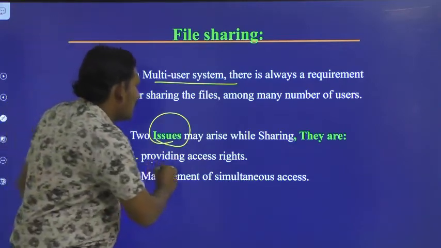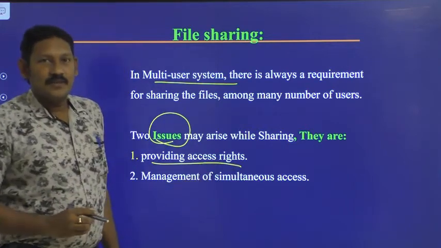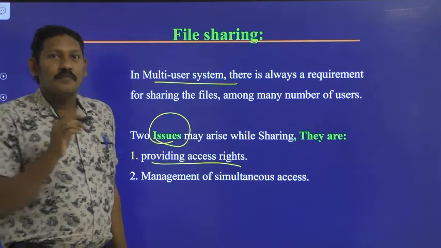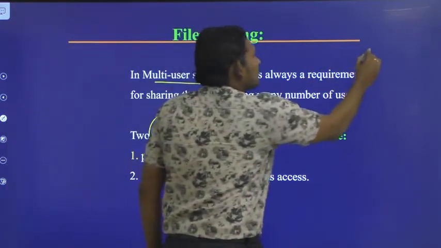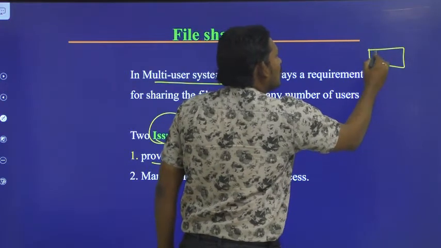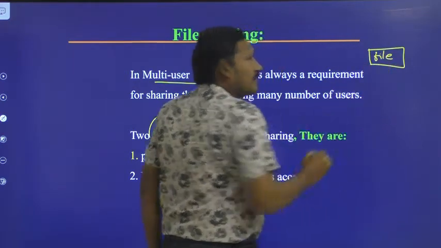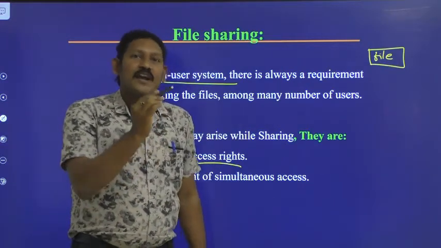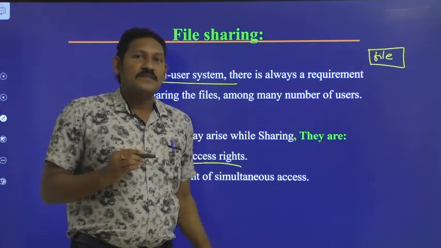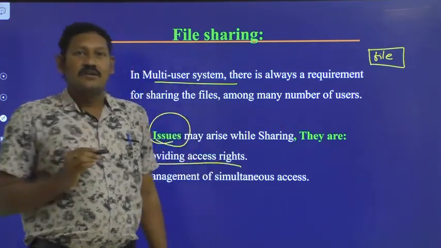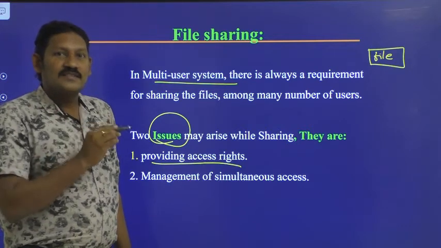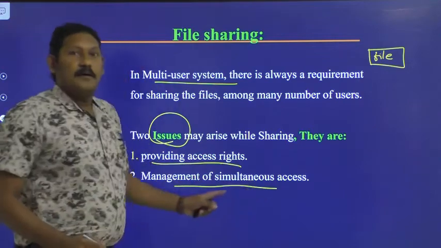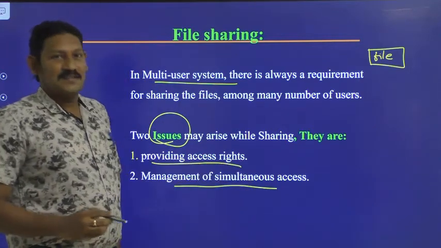One is regarding providing the access right. For a file, we will provide the access right, which means we will set the permission. Let us suppose this is the file. The owner of the file will give read permission or read and write permission. Sometimes if a file is given only read permission, whoever accesses that file can only read it.